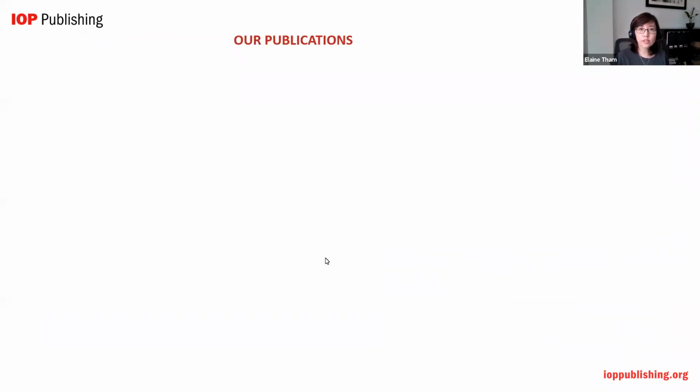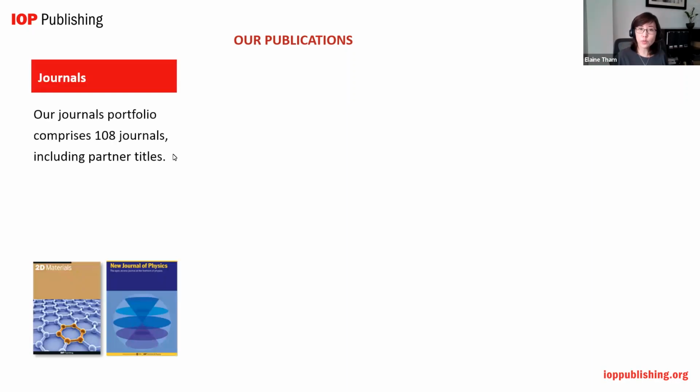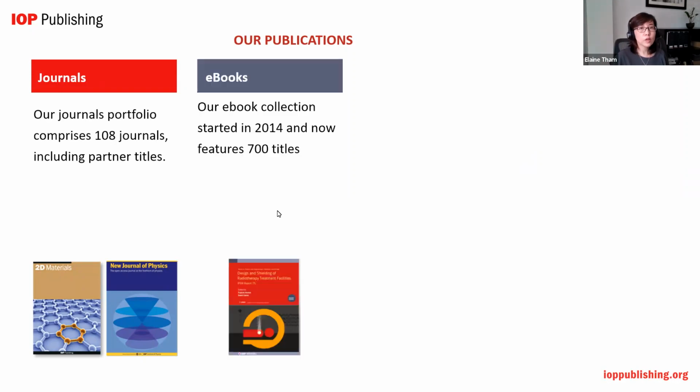Now, we offer publication options to help scientists communicate your research throughout the span of your work through our journals, books, conference proceedings, as well as our science news publications. Our journals portfolio includes over 100 journals, including partner journals from international learned societies and research institutions. We also publish books. Our collection has nearly 700 titles published, with around 100 new titles every year.